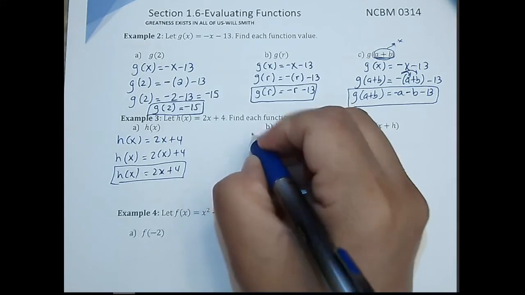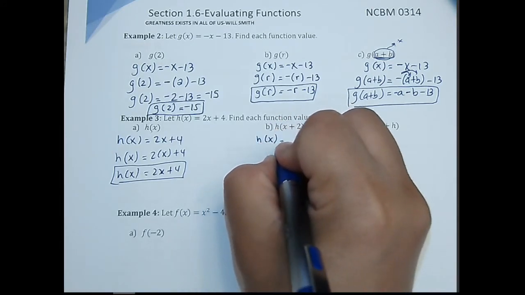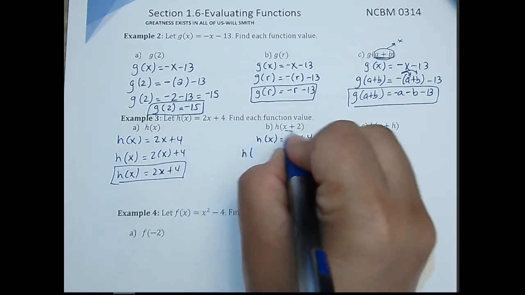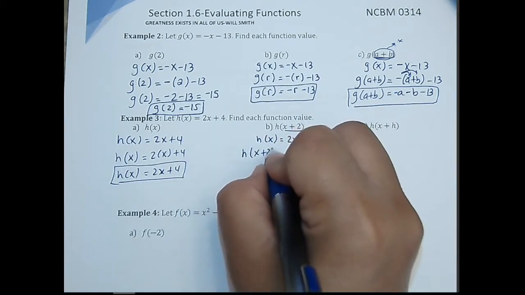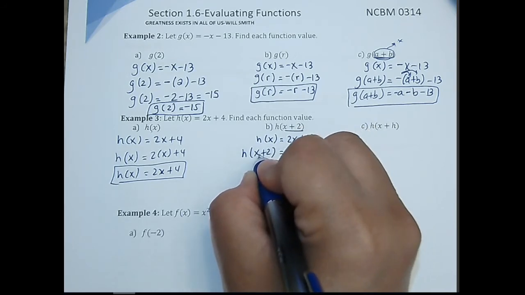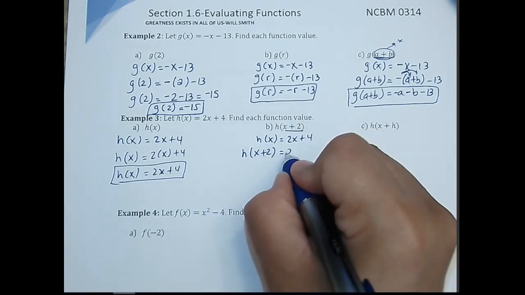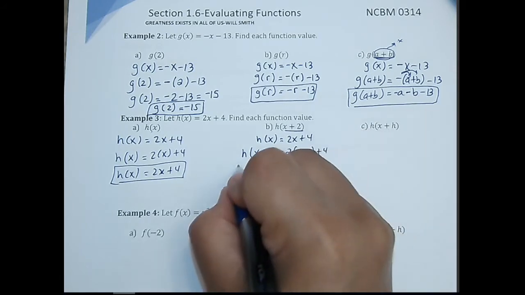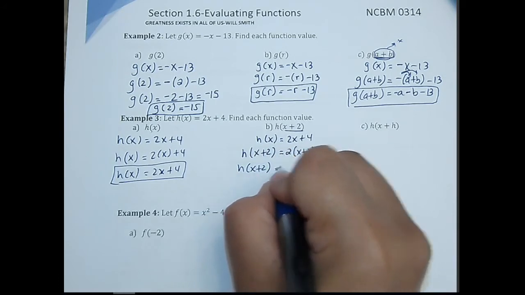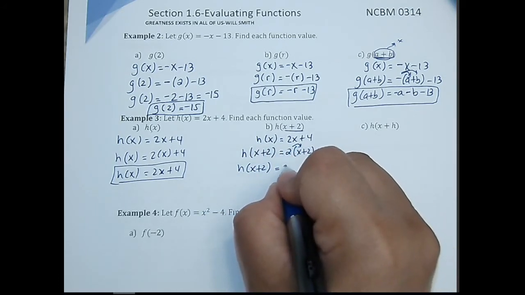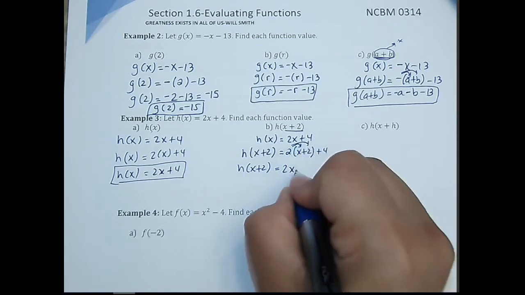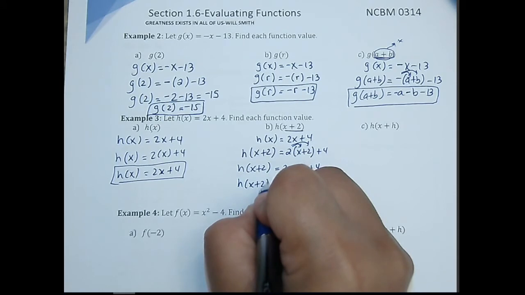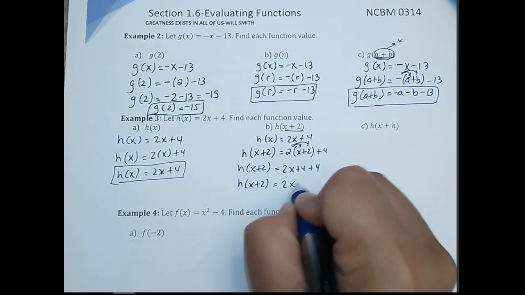Now let's try letter B. So now I want to replace x with x plus 2. So anywhere I see an x, I'm going to replace it with x plus 2. So 2 times x plus 2 plus 4. So we can simplify. I'm going to distribute the 2. 2 times x is 2x. 2 times 2 is 4 plus 4. So we end up with 2x plus 8.